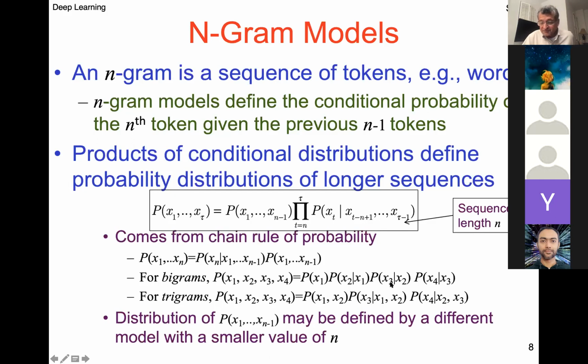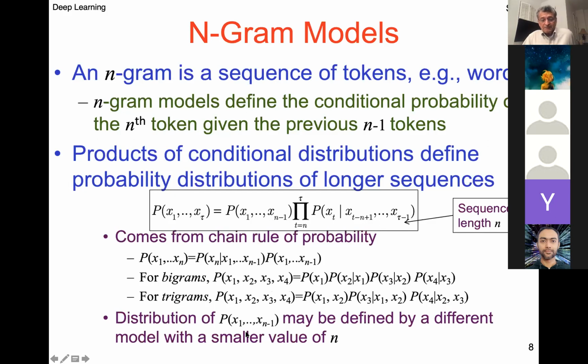And all conditionals can be obtained from joints. So that's another relationship you've got to keep in mind. When you have a probability for a pair of words, you can always calculate the conditional from the pair. For trigrams, P of x1, x2, x3, x4 is equal to p of x1, x2 times the rest. We're simply applying this formula to n equal to 2 here and n equal to 3 over here. All right, so that's what's happening here, for a 4-word sequence.